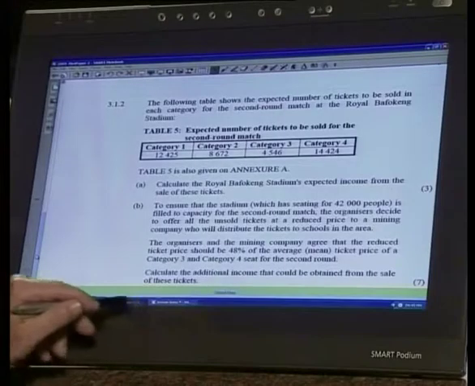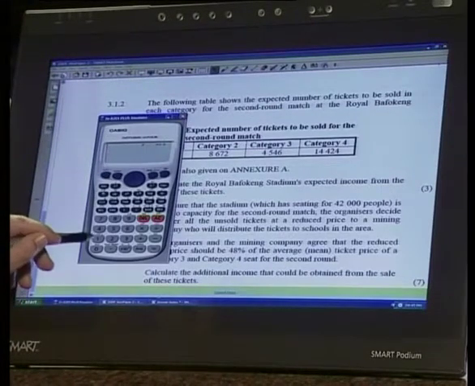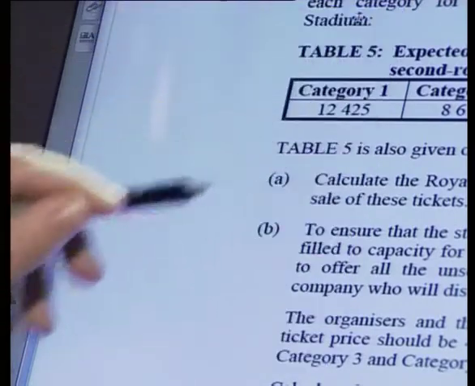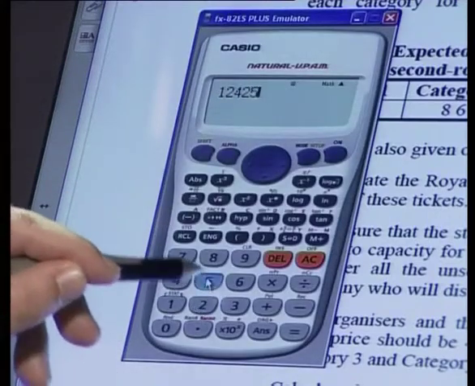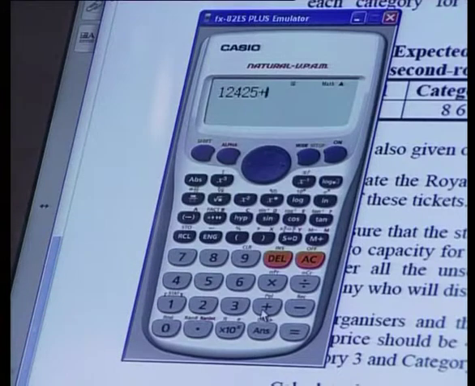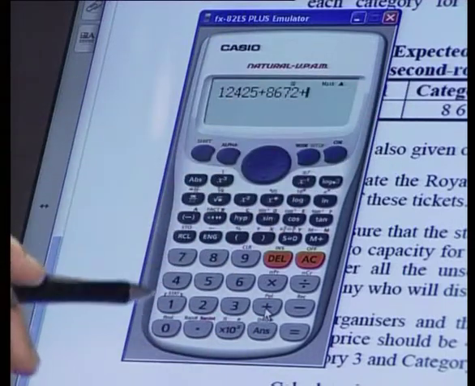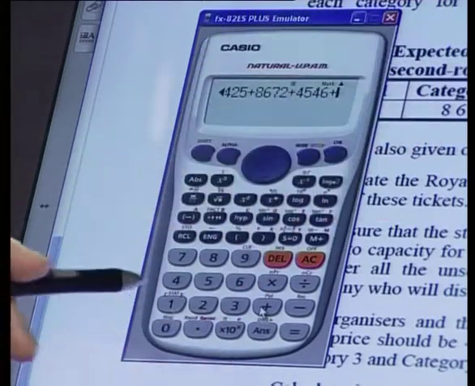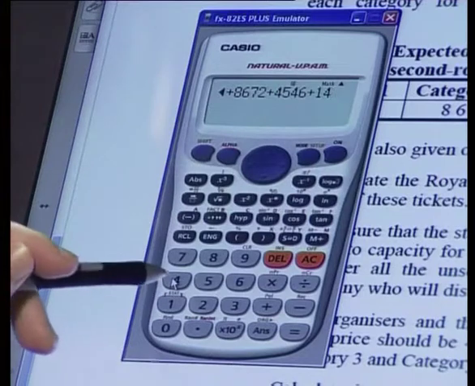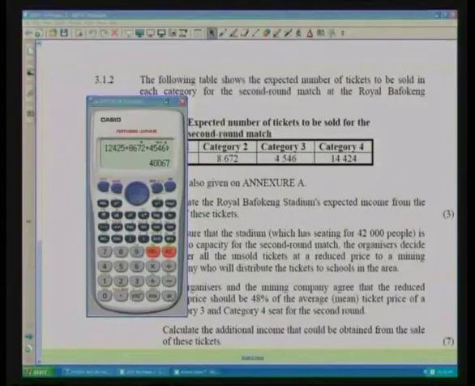So let's do that quickly. Again, we're going to need our calculator. I'm going to do it over here, seeing that I've got the figures right by me. 12,000, sorry, let's just check that figure. 12,425. There we go, 12,425. Added the number of people from category 2, 8,672. Plus category 3, 4,546. And lastly, in category 4, we've got 14,424. And that gives us a grand total of 40,067 people.